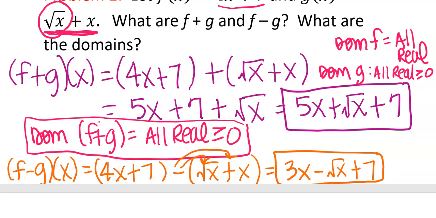Would the domain for this one be any different than the other one, like the total domain? You're looking at the exact same functions. All we're doing is subtracting. So if the domain of f is all real and the domain of g is all real greater than or equal to 0, it would be everything greater than or equal to 0. So it's still basically the overlapping part. So the domain here of f minus g, all real, I'll do r for real, greater than or equal to 0.